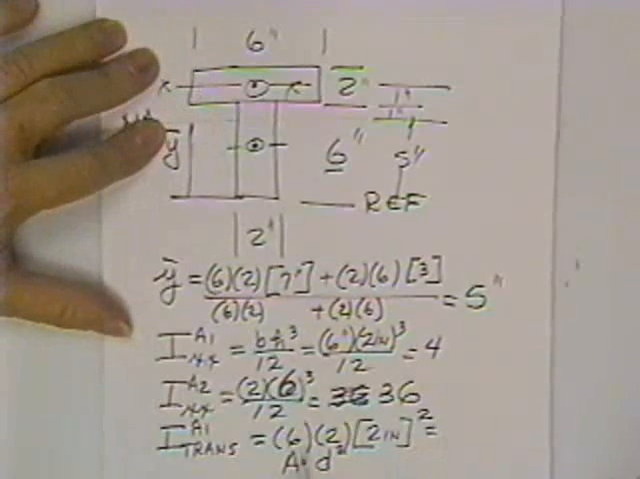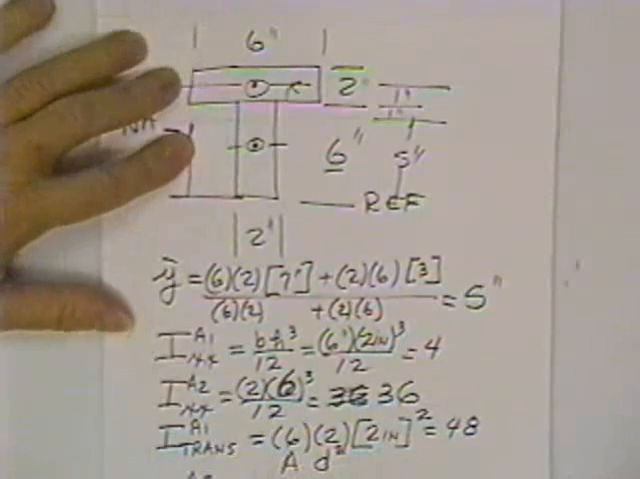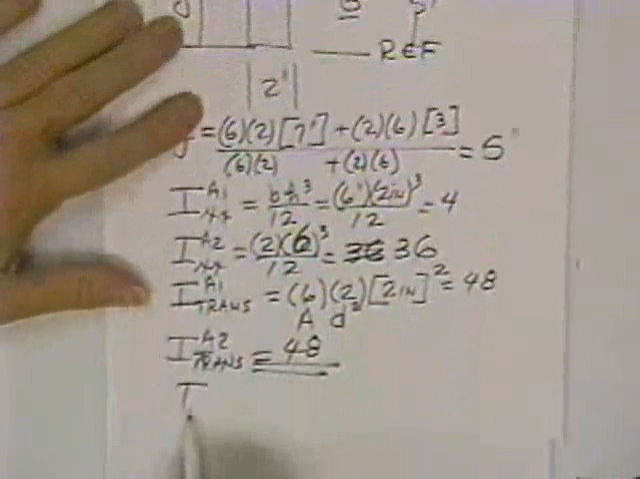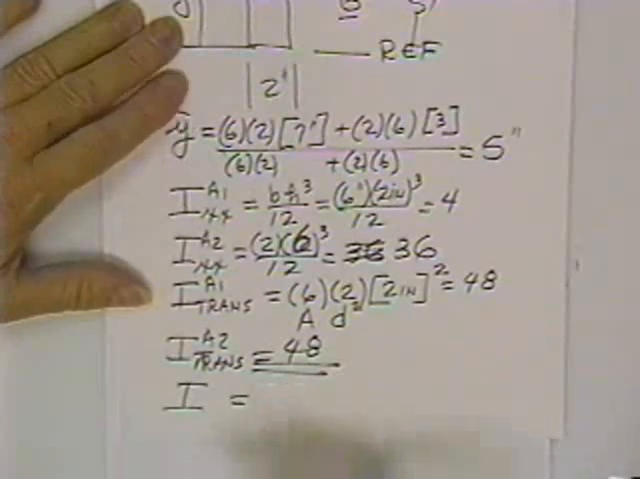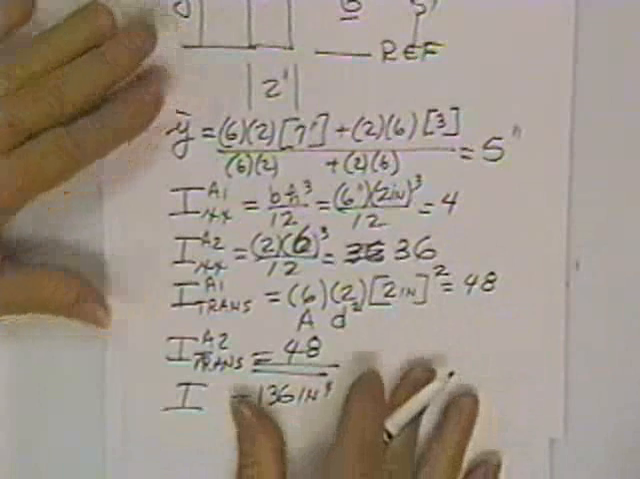One of the answers on the quiz probably will be with a moment of inertia AD squared. What do you get for that? 48. And finally, area 2 has a transfer. And it's going to be the same in this case because both areas are the same and they're both the same distance. If you work it out, you get 48. This thing has a moment of inertia equal to how much? 4 plus 36 plus 48 plus 48. 136. 136 inches to the 4th.